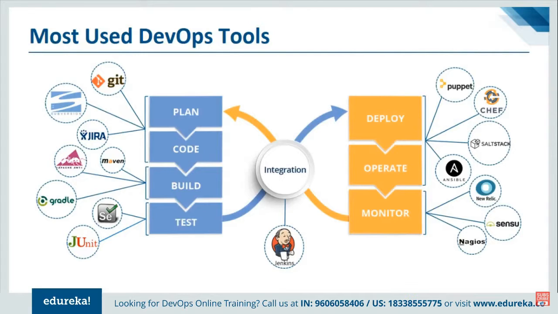And then we have the deployment phase and the operation phase. This forms the continuous deployment phase. And over here, these four tools, Puppet, Chef, SaltStack, and Ansible, are the configuration management tools. As configuration management tools, what they primarily need to do is deploy the code and the application to a number of servers.